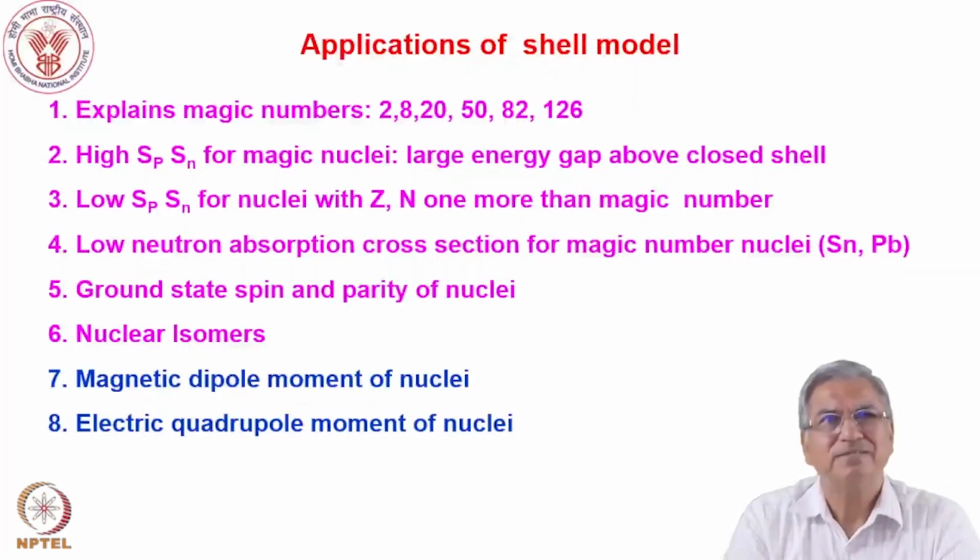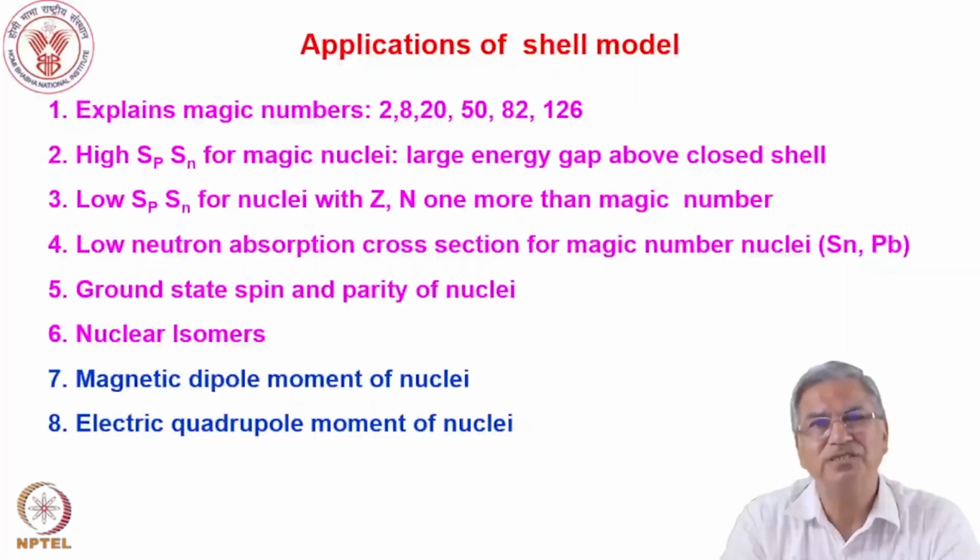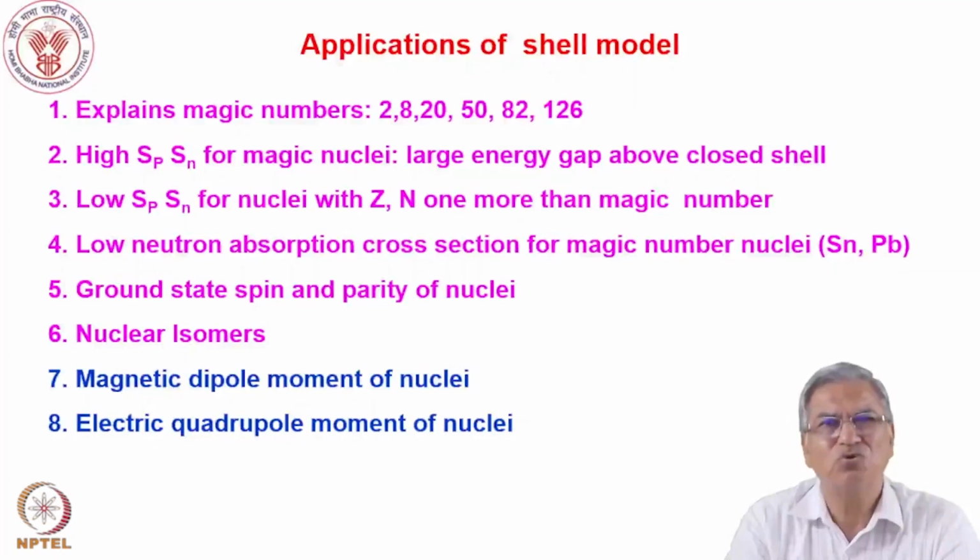Now, the high separation energy of protons and neutrons for magic nuclei, those nuclei which have a magic number of neutrons and protons, can be explained by the large energy gap above the closed shell. The nucleons in the closed shell are tightly bound, so removing any individual nucleon requires extra energy, and that is why the separation energies are higher. If you have a neutron or a proton beyond the magic number, it is easy to remove it from the nucleus. The absorption cross section for nuclei with a magic number of protons and neutrons is very low, again because of the large energy gap above the closed shell.